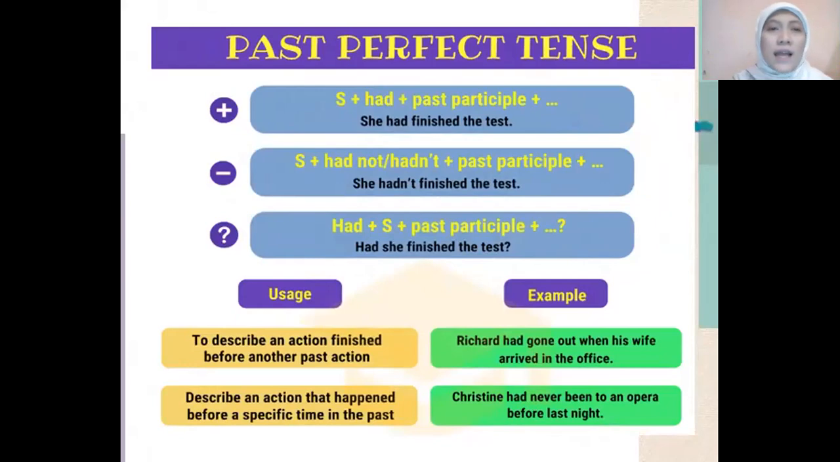Okay, on this slide, we can see the formula of past perfect. For positive sentence, the formula is subject, had plus past participle or verb 3. She had finished the test. And for negative, we will use had not and verb 3. She, the subject, had not and the verb 3, finished. She hadn't finished the test. For the interrogative, the formula is had and then subject and then past participle. So the interrogative will be, had she finished the test?